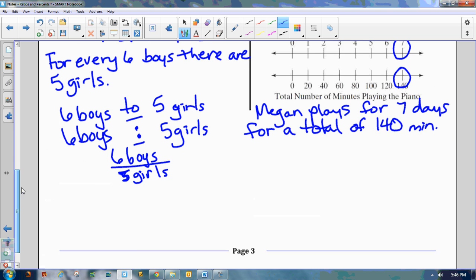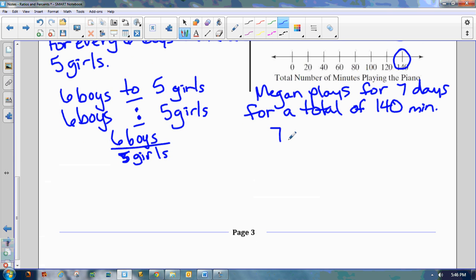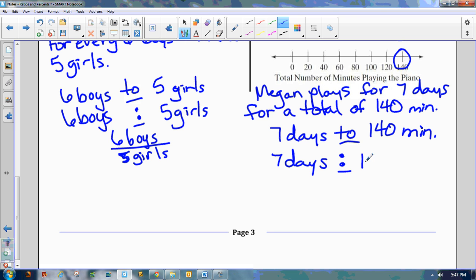Now, to write that as a ratio, we would say 7 days to, there's our word form, 140 minutes. We could write it in symbol form, 7 days, and then our symbol, the colon, 140 minutes. Or we can write it in fraction form. 7 days would be our numerator. Fraction bar, 140 minutes would be our denominator.